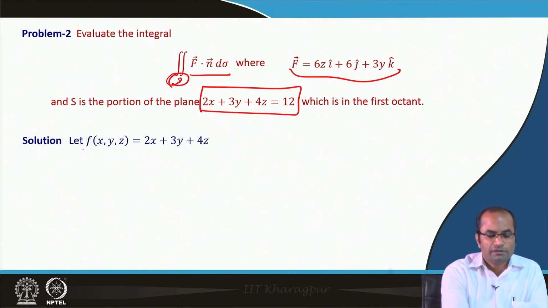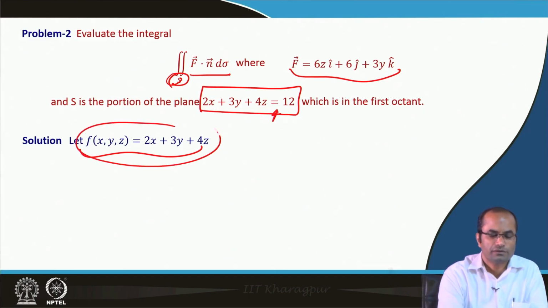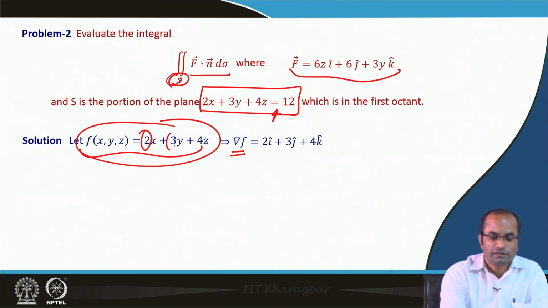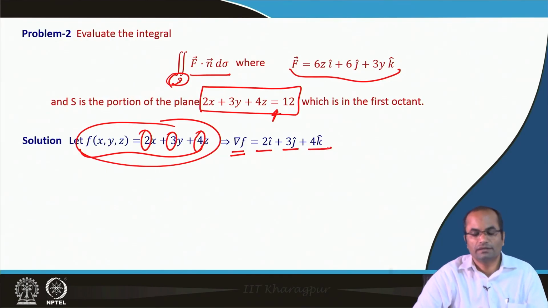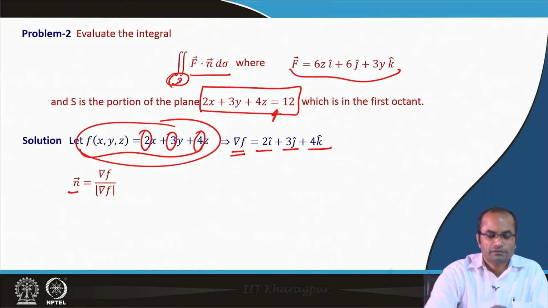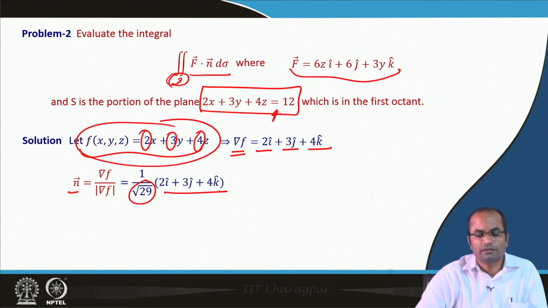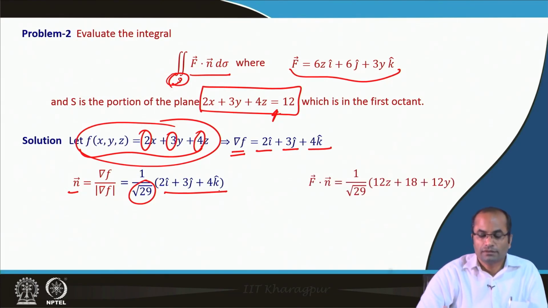So, the solution: we take f, the surface here 2x plus 3y plus 4z, and the given surface is just the level surface of this function. So, the grad f we can compute now. The partial derivative with respect to x is 2, the partial derivative with respect to y is 3, then the partial derivative with respect to z is 4. So, 2i, 3j and 4k is the gradient of f, and the unit normal vector is the gradient of f divided by its magnitude, that is square root 29, so we have this vector 2i plus 3j plus 4k.